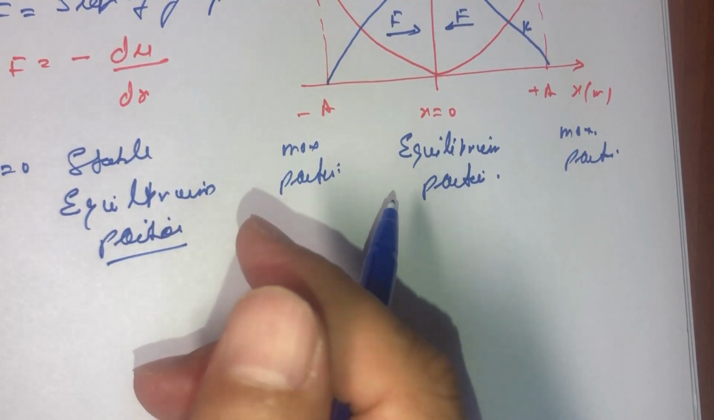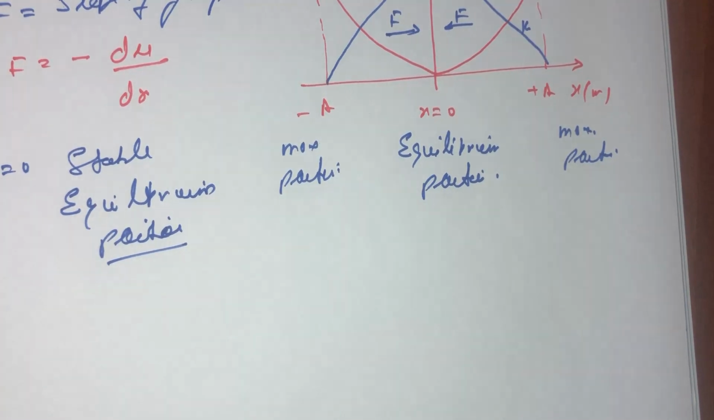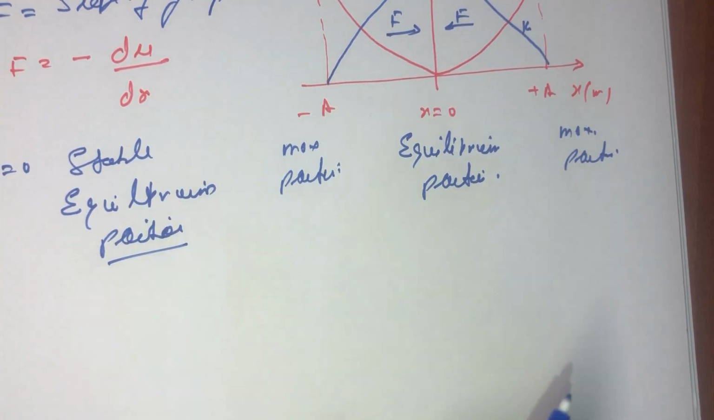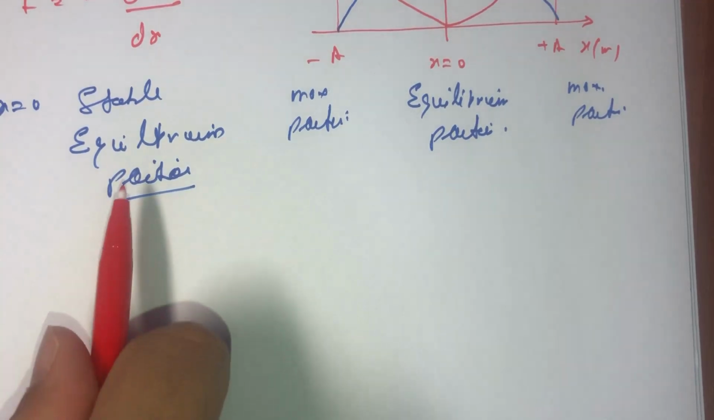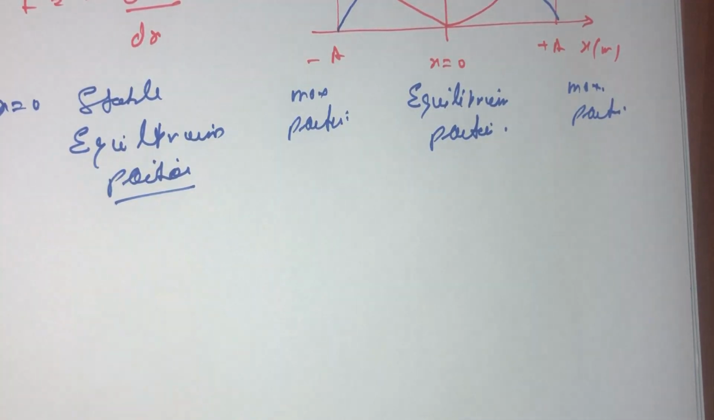Now there is a stable equilibrium position. So accordingly there is an unstable equilibrium position, and also there is a half stable equilibrium position. So let us clarify those concepts also. Let us find out what is the actual meaning of stable equilibrium position.